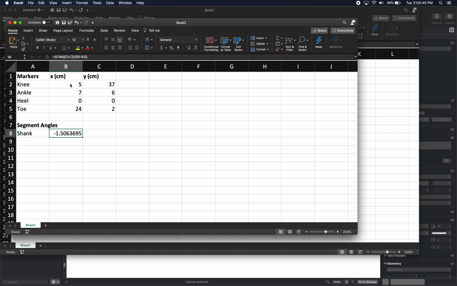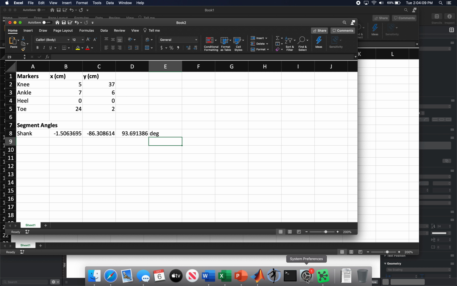Gives me negative 1.5-ish radians. Take that times 180 over pi, and that gets me degrees. And remember here, because I got a negative clockwise angle for my segment angle, I want to add 180 to that to turn it into the positive counterclockwise version of that angle. So about 94 degrees for my shank angle.